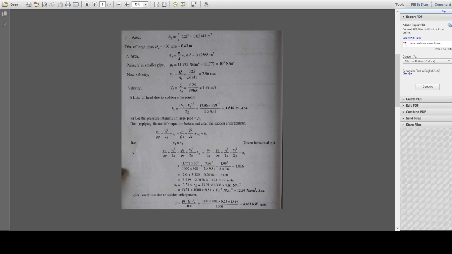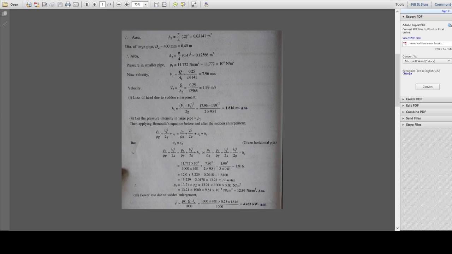Then the second part was to determine the pressure intensity in the larger pipe. For that, let the pressure intensity in the larger pipe be P2. Then we apply Bernoulli's equation before and after the sudden enlargement. What will be the Bernoulli's equation? P1 by rho g plus V1 square by 2g plus Z1, that is piezometric head plus velocity head plus datum head at section 1, is equal to P2 by rho g plus V2 square by 2g plus Z2 plus the loss of head due to the sudden enlargement.